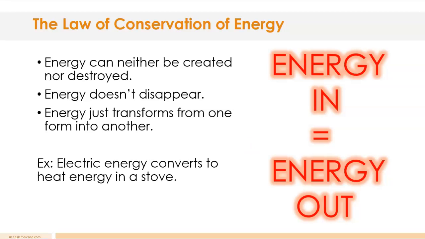So one really simple example to help you understand this is that electric energy converts to heat energy in a stove. So obviously the stove is not going to work unless you plug it in. And if we're talking about an electric stove, you plug it in, you turn it on, the electricity runs through the wires into the stove. The stove has heating elements that then convert that electricity into heat or thermal energy. So that's what we're talking about by energy in equals energy out. That you always have to account for the energy in a system. And so what you put in has to come out somewhere.